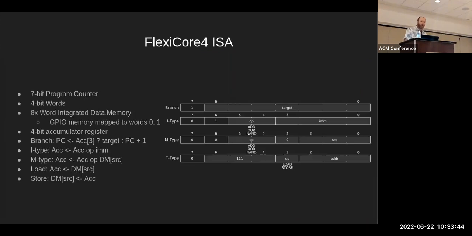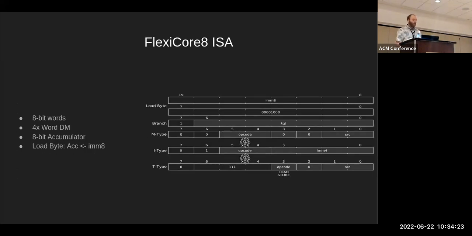Here is the FlexiCore 4 ISA. FlexiCore 4's architectural registers consist of a 7-bit program counter and 8 4-bit data registers, which make up its data memory, and a 4-bit accumulator. 2 of the data memory locations are used for IO. Branching works as follows. A branch is enabled if and only if the most significant bit of the accumulator is set. ALU operations store the result of an add, XOR, or NAND operation into the accumulator. Load and store instructions enable moving data between the accumulator and data memory.